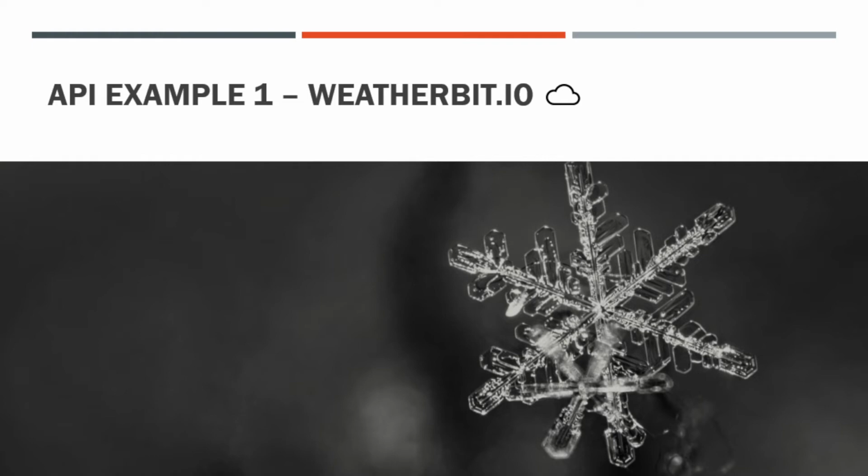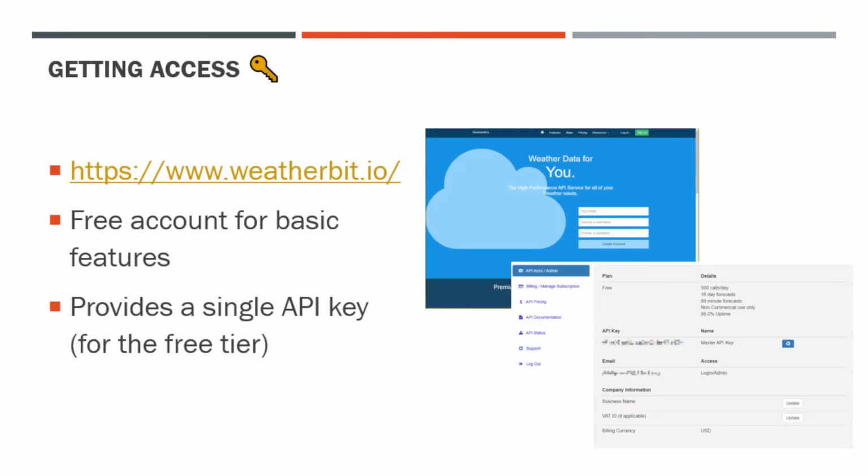So let's do something a little bit fun. We like to talk about the weather. So weatherbit.io, this wonderful API service where you can sign up for a free account, get what's known as an API key. So this is your ability to talk to the API without having to enter a username and password. Quite handy for these kinds of systems.